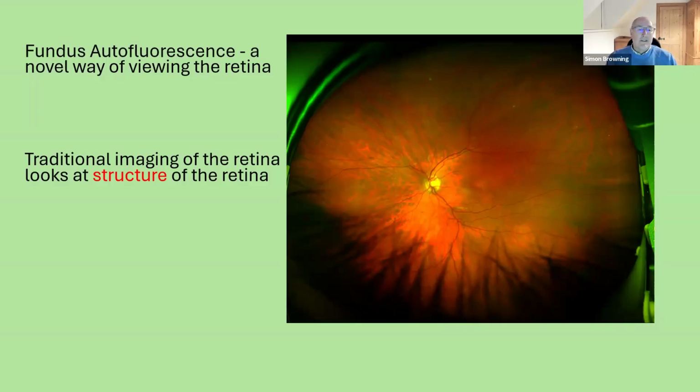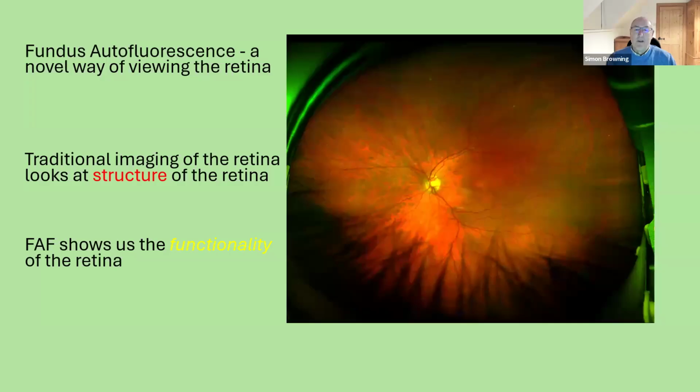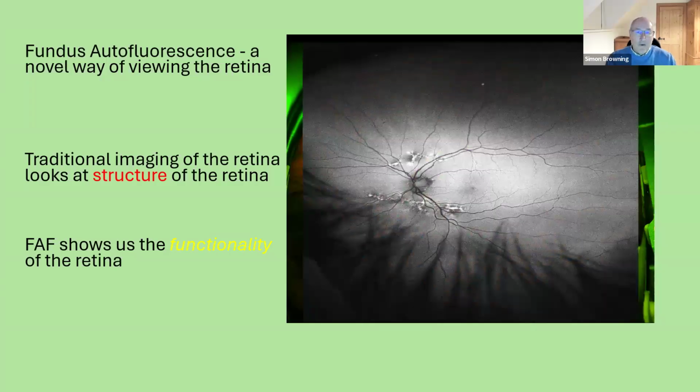But autofluorescence is looking at the functionality of the retina, and I'm going to explain what I mean by that during the evening. When we look at the functionality, when we look at the autofluorescent image, it shows me something completely different to what the structural image shows. There it looks normal. Here it is most definitely not normal. There is something happening here.